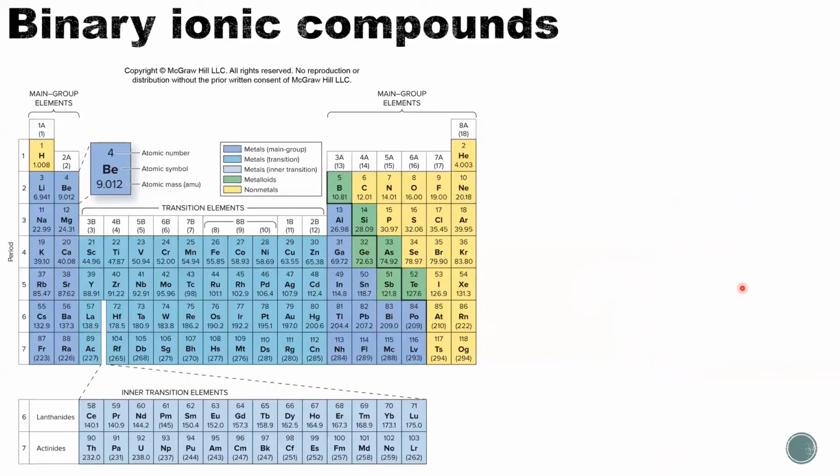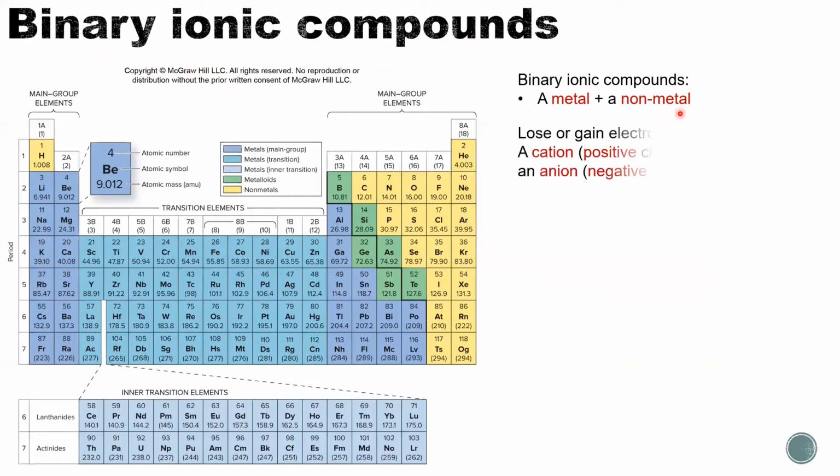Also, we have compounds, right? Not just elements, we have compounds. For compounds, we can further divide them into different types of compounds. For example, here, binary ionic compounds. Binary means the compound is made up of only 2 elements. Ionic means we have a metal and a non-metal in the compound.